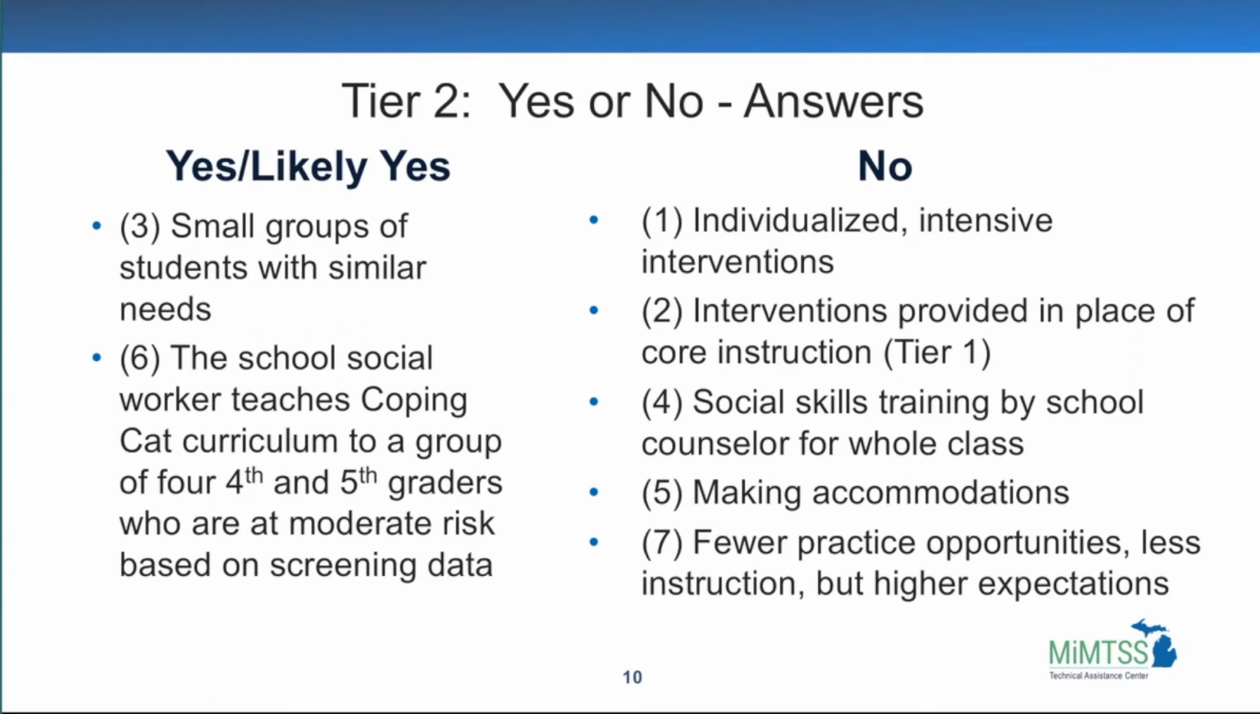Tier 2 interventions are always provided as a supplement to Tier 1, never in place of. If a school counselor provides social skills training for the whole class, that would be considered a Tier 1 or universal support, since all students are receiving it. Making accommodations is just good instructional practice within Tier 1, and fewer practice opportunities, less instruction, but higher expectations is definitely not Tier 2.